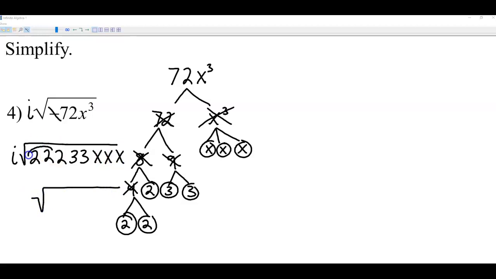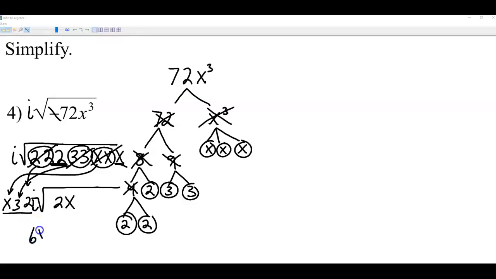So for every pair, we could write that number on the outside and then cross off the pair. And I don't want to forget my i, that's still there. So on the inside I've got a 2 and an x left inside, so we'll just multiply those together. On the outside I've got x times 3 times 2 times i, which is going to be 6xi. And there's my final answer.